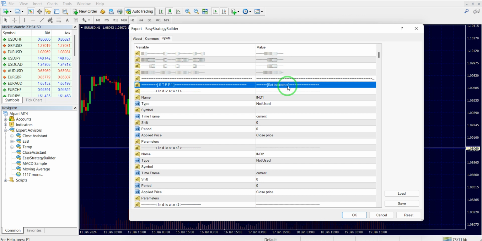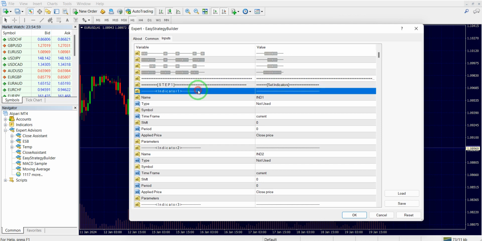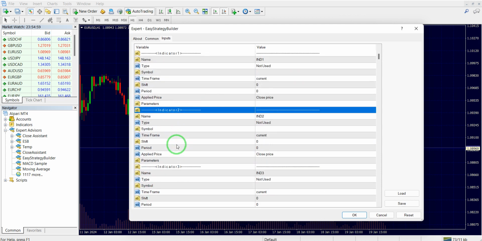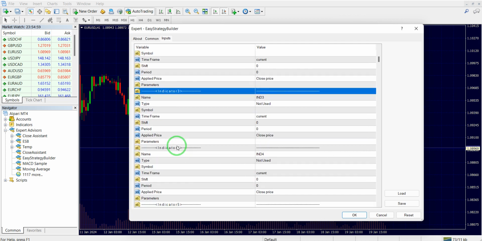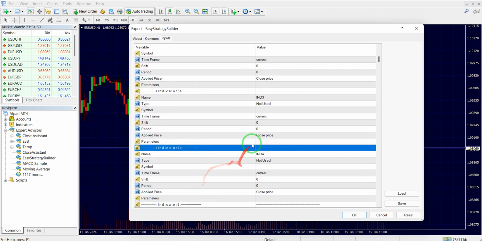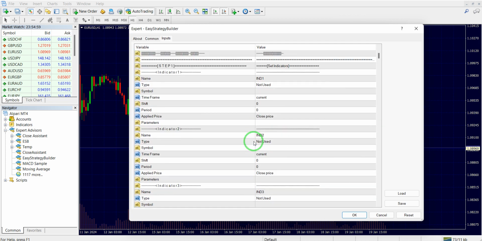And if my RSI goes higher than 50 and my MACD, this thing happens, and a couple of conditions you can set. So you need to tell the ESB what indicator you need. ESB has 33 indicator slots. This is indicator 1, indicator 2, indicator 3, indicator 4, and it goes on. So you can add 33 indicators.